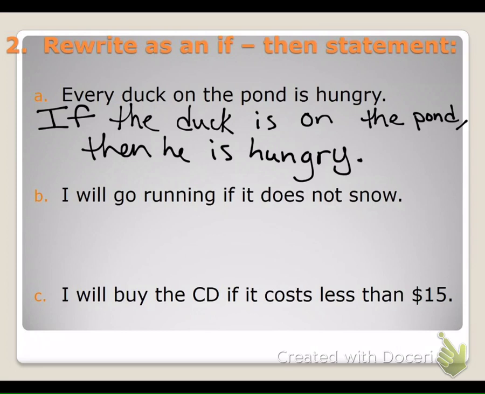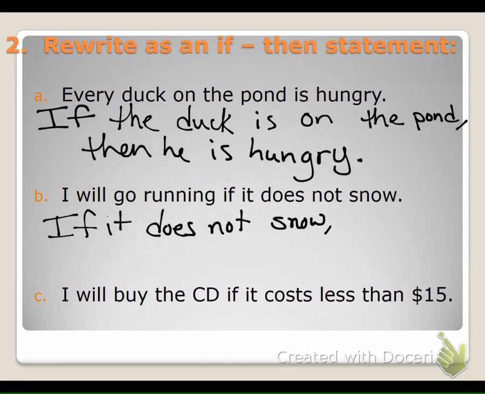So if you wrote that one in your notes, you can just chill for the next 2. If you didn't write that one, pick another one as we're doing it. Just write it. I will go running if it does not rain, snow, whatever, precipitation. If, so what comes first? If it does not snow, then I will go running.